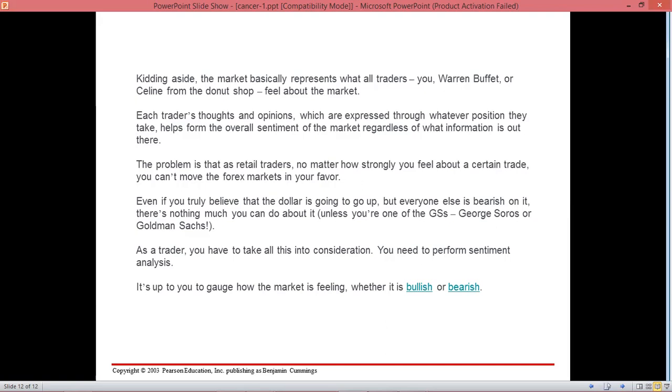You need to perform your fundamental analysis, your technical analysis, your sentiment analysis. It is time for you to gauge how the market is feeling, whether it is bullish or bearish. So let me just explain the terms bullish and bearish. Bullish simply means the market is going up, from the word bull. While bearish means the market is going down. Do you get that?